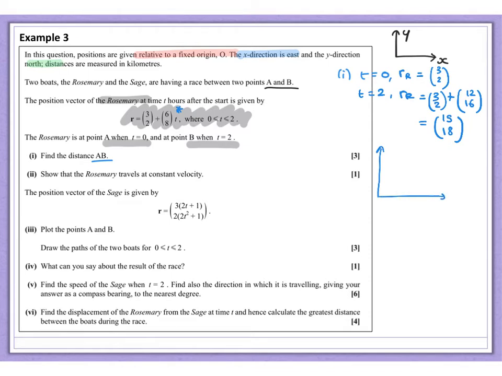So imagine what this looks like. The Rosemary starts off at a point (3, 2) at time t equals 0, and it ends up at a point (15, 18). Remember, the position vectors give you the coordinates. So there's A and there's B, and we need to work out the distance A to B, which we can do very simply using Pythagoras' Theorem. You can see your right angle triangle here has got a base of 12 and a height of 16. So the distance AB is simply equal to the square root of 12 squared plus 16 squared, which comes to 20.